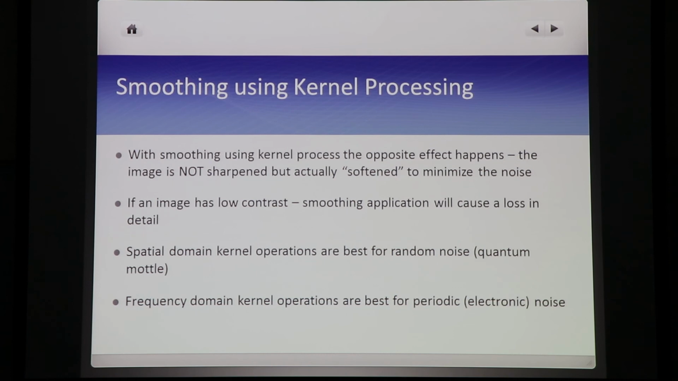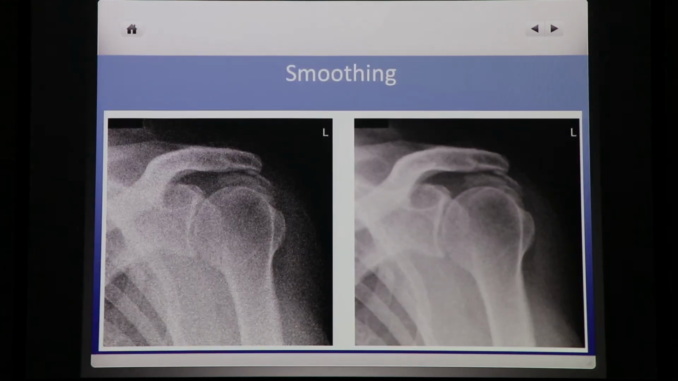There are 2 different types of noise that you can see in this system. Under the spatial domain, the kernel operation is best for random noise, which is quantum mottle. The best way to rid the system of quantum mottle is to give it a little bit more mAs. The frequency domain is best for electronic or periodic noise, so that's going to happen throughout the system. And the frequency domain operations, these software systems, are actually going to fix that.